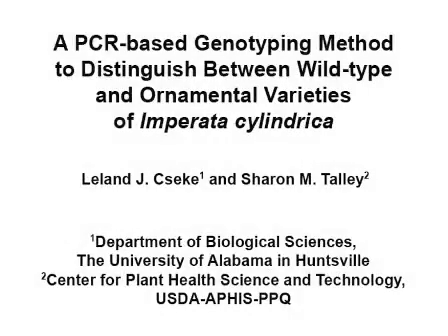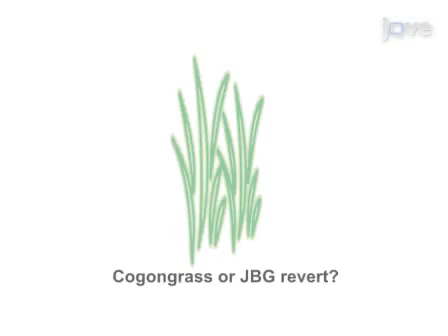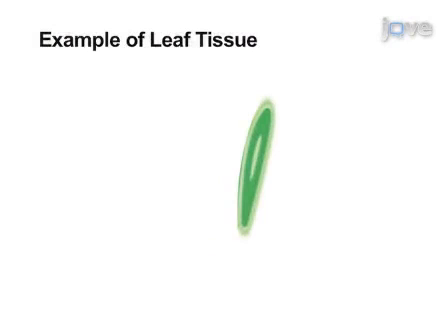The main aim of this procedure is to provide a cost-effective and rapid molecular genotyping protocol that can differentiate between varieties of Imperata cylindrica, typically called cogongrass, that cannot be distinguished by morphology alone. This is accomplished by first identifying and isolating tissue from a cogongrass variety of interest.